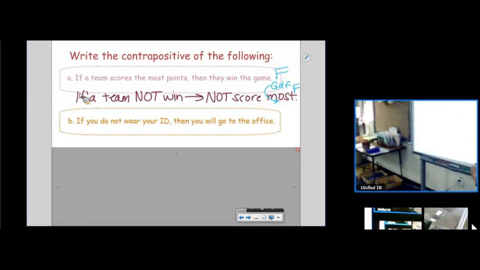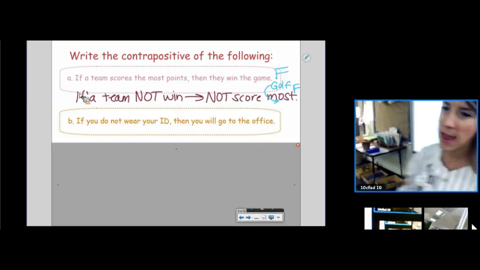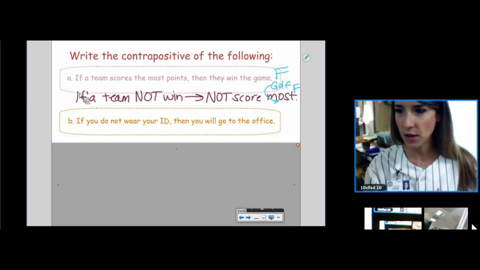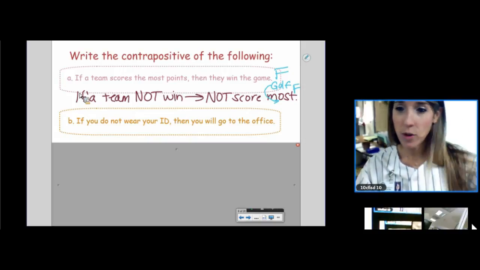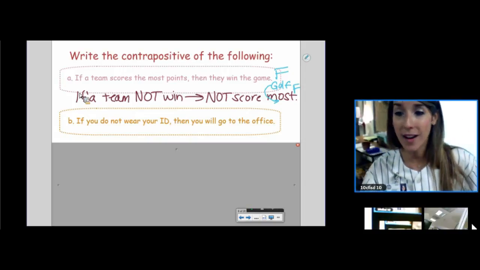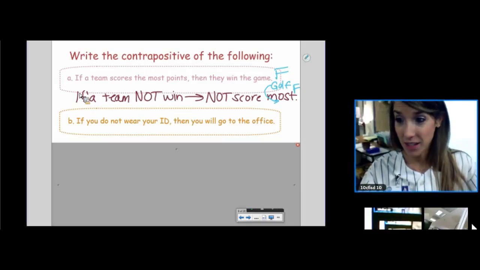Here's our next one. At Cy Falls, we have to wear IDs. Do any of y'all's schools have to wear IDs? So if we have an ID badge check in the morning and one of my students is not wearing their ID, I send them to the office.